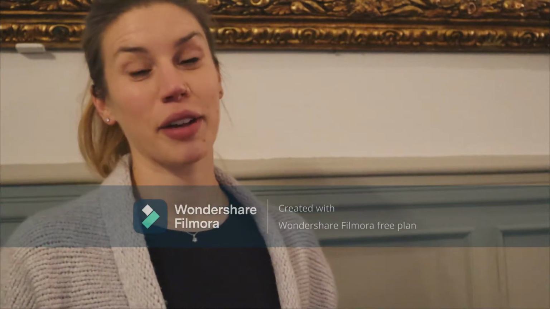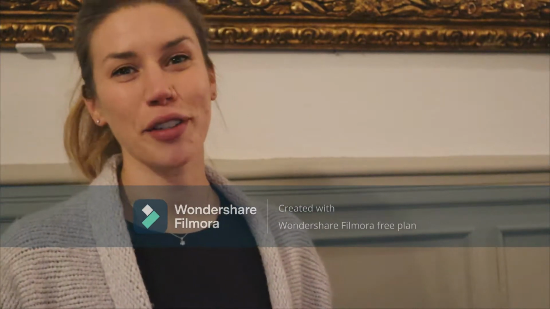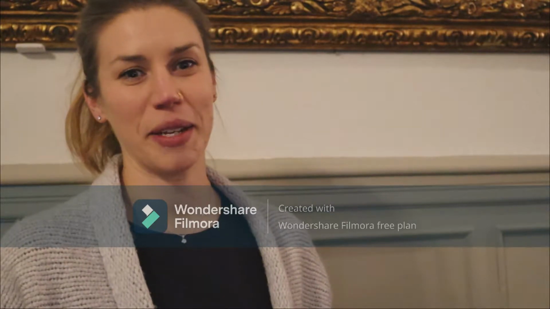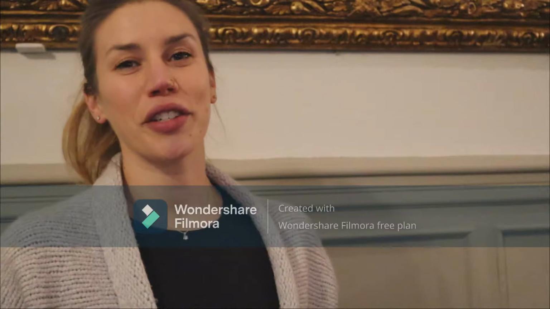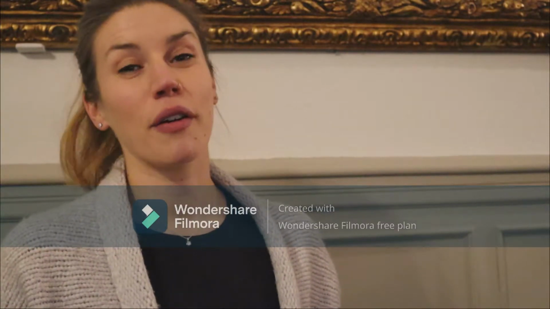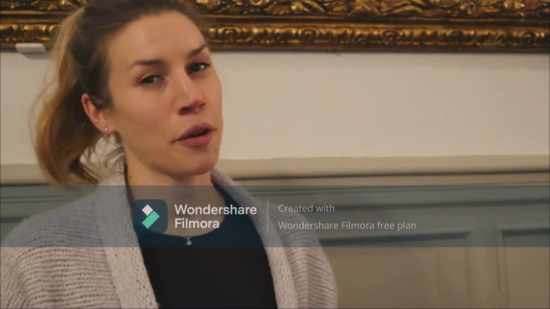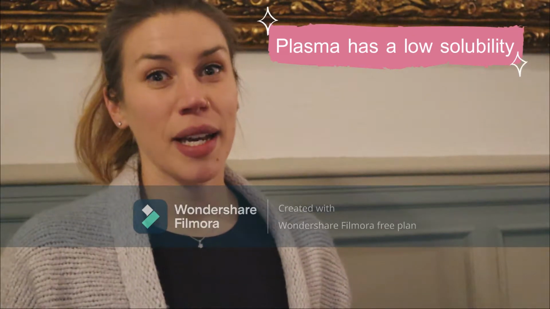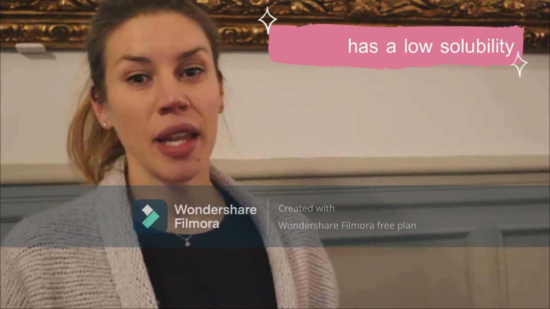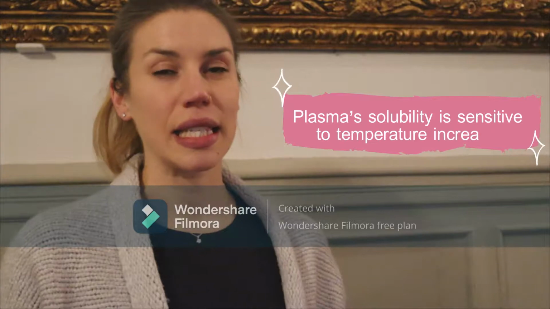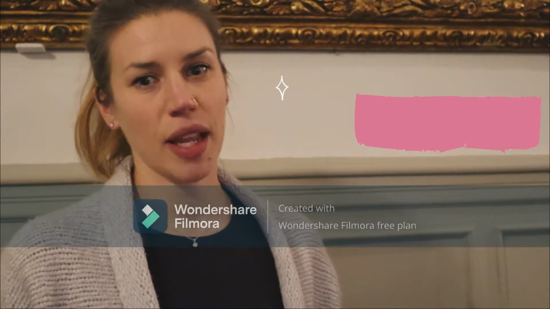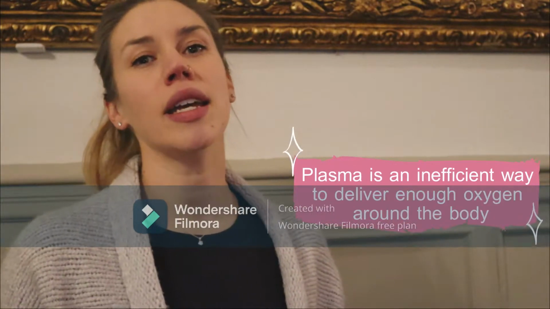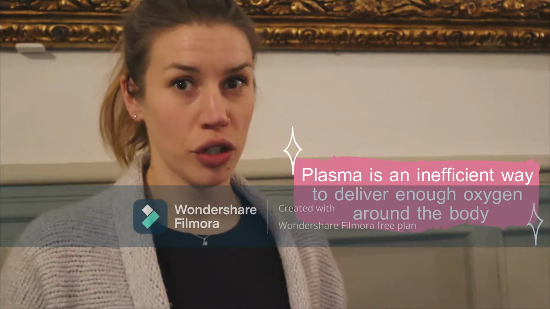Today we're going to talk about the transport of the respiratory gases, oxygen and carbon dioxide, around the body. Let's look at oxygen first. Although oxygen could be transported by plasma, there are a few reasons why it's not the best method. Plasma has a low solubility, and its solubility is affected by temperature increases. It's sensitive to these. Therefore, it's an inefficient way to transport enough oxygen around the body.